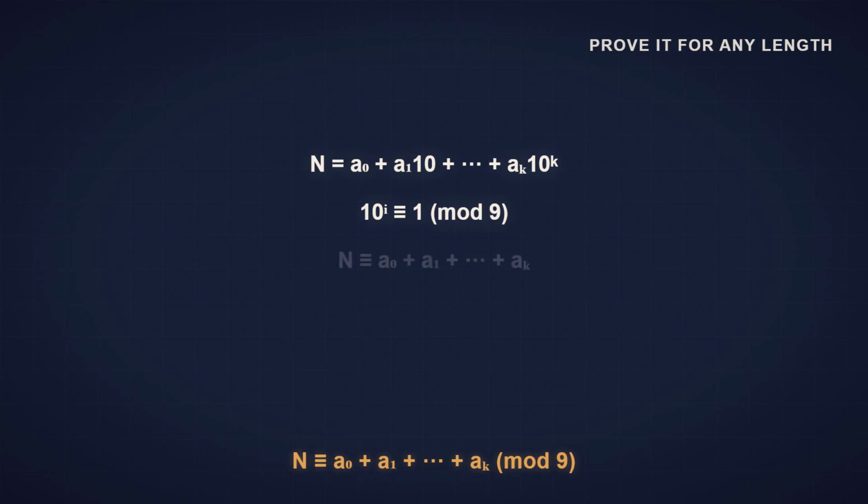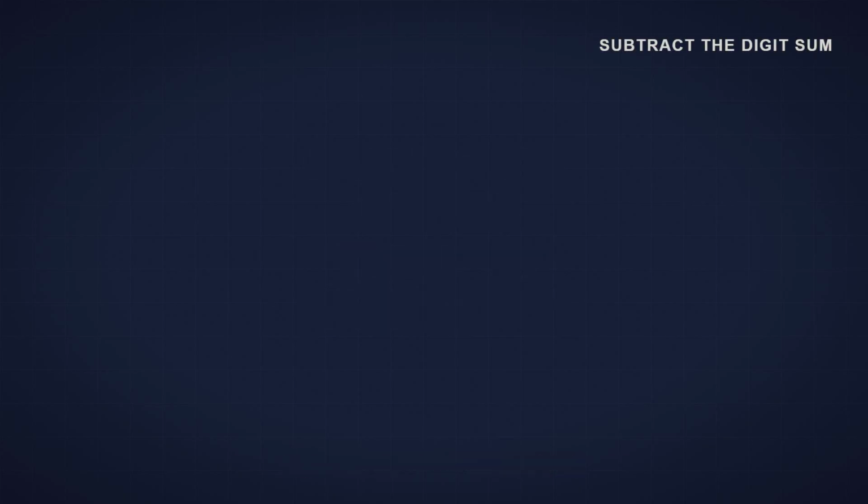Modulo 9, replace every power of 10 by 1. The expression becomes a sub 0 plus a sub 1 plus a sub 2 through a sub k. Exactly the digit sum. Therefore, the original number and its digit sum always leave the same remainder after division by 9. There is also a proof without modular notation.